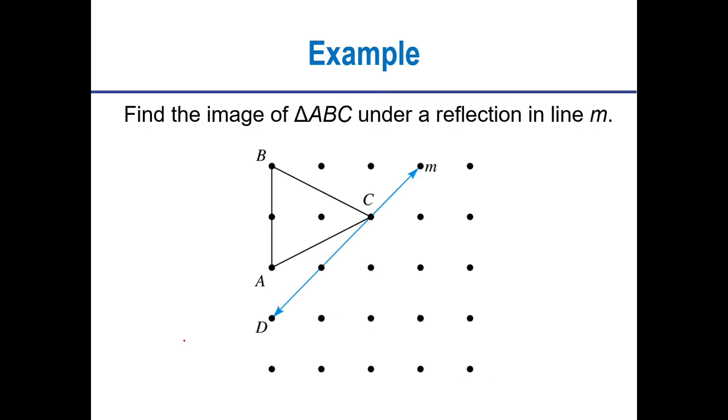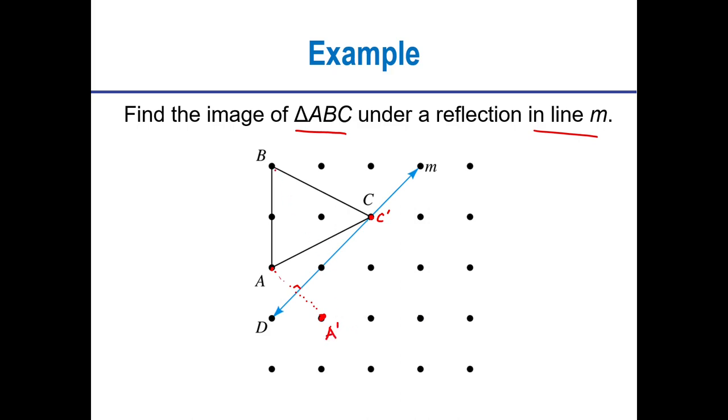Example 1. I want to find the image of triangle ABC under a reflection in line M. So we have the line M, and I want to reflect this triangle to the other side. Since the point C is on the line, we know the reflection of that will be on the line itself. So C is going to be equal to C prime. Now the point A is going to be reflected across at a perpendicular angle to the line M, and here's our new point A prime.